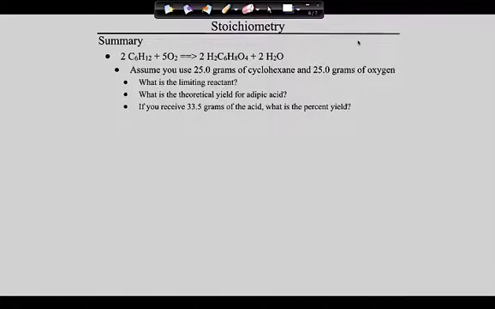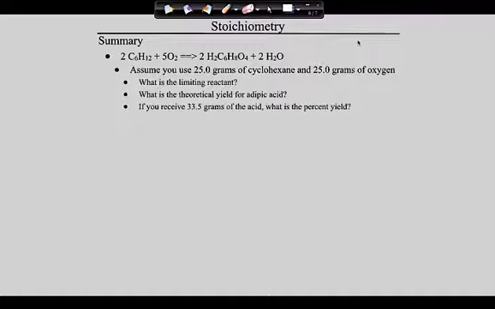I gave you the balanced equation and I told you this. Assuming that you start with 25 grams of cyclohexane and 25 grams of oxygen, what is the limiting reactant? What is the theoretical yield for adipic acid? And if you only get 33.5 grams back, what's your percent yield? So let's decode this first.